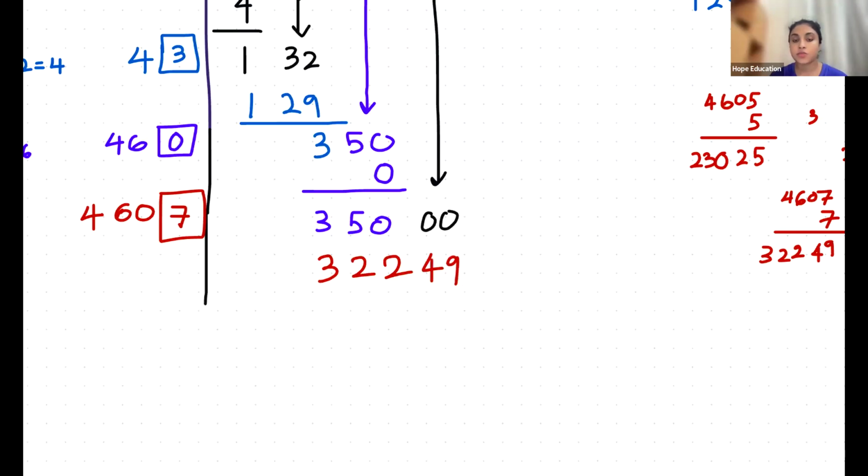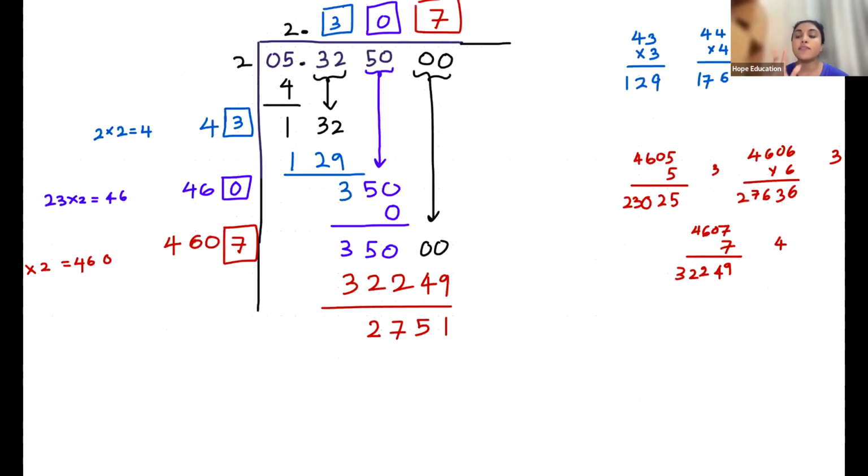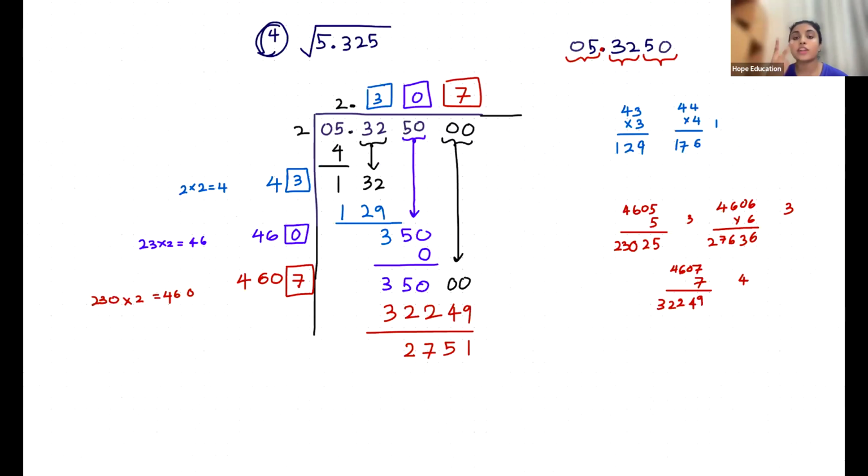Ten minus 9 is 1. 9 minus 4 is 5. Here 9 minus 2 is 7. Here 4 minus 2 is 2. 3 minus 3 is 0. So I want to find the answer accurate to 2 decimal places. So I found 3 decimal places so that I can round off to 2.